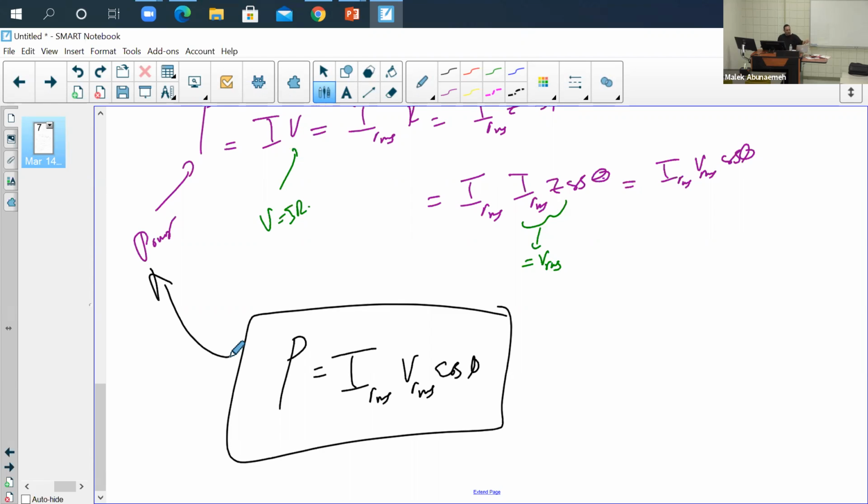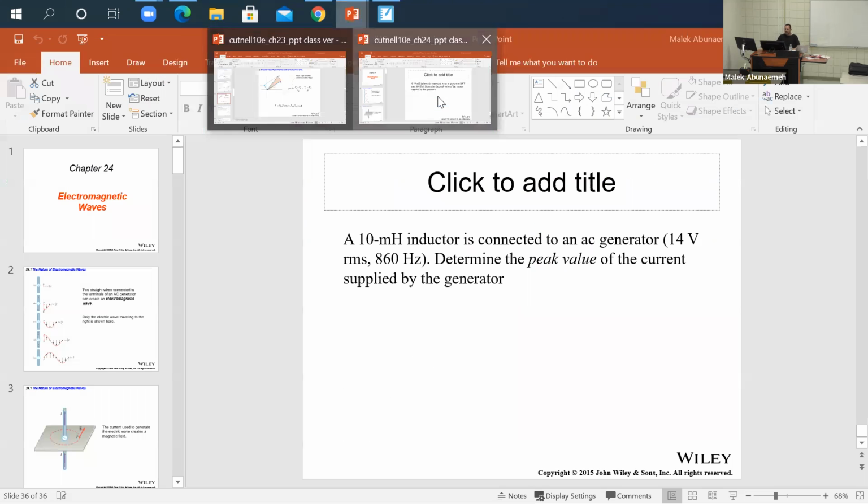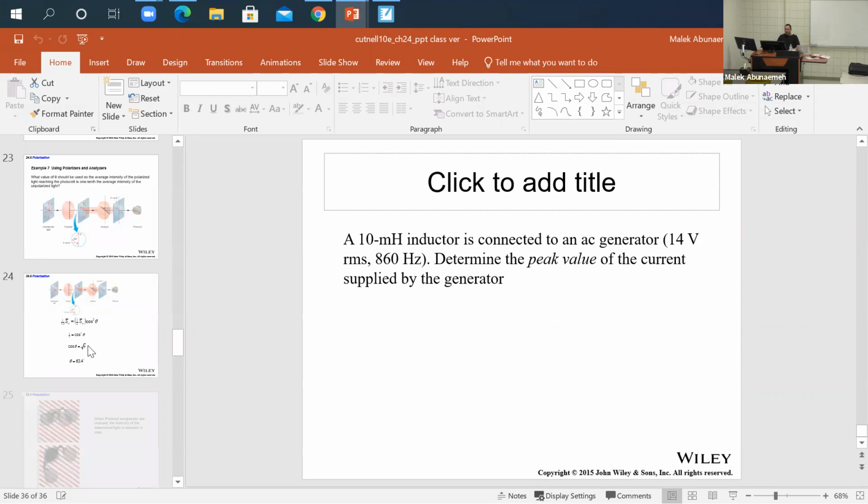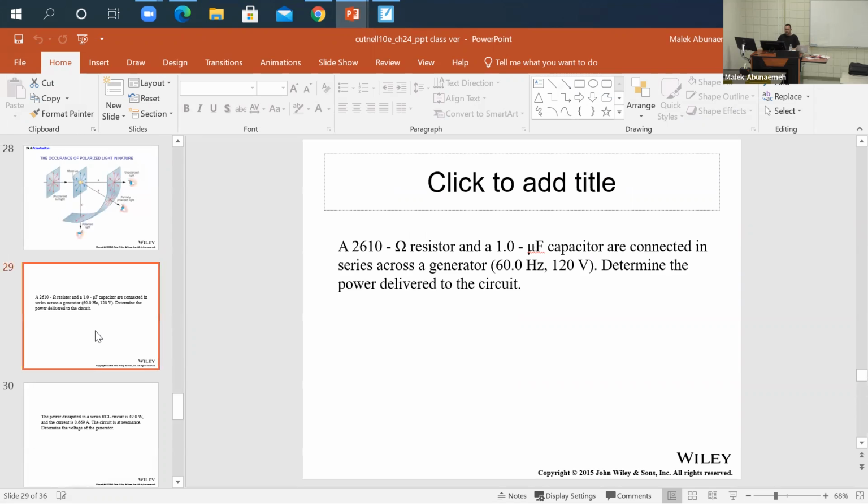So let's say we have a question. Let's say you get a 2,610 ohm resistor and a 1 microfarad capacitor connected in series across a generator of 60 hertz with 120 volts. Determine the power delivered to the circuit.